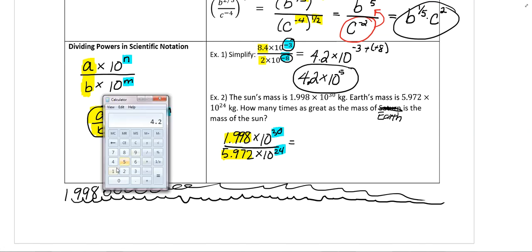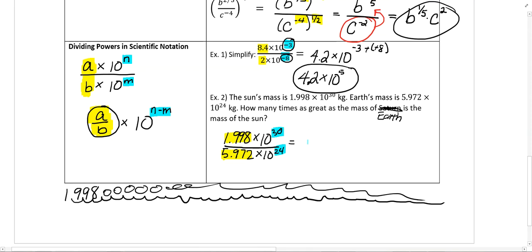Okay, so 1.998 divided by 5.972, and we get, let's just round this to 0.335. So 0.335, all right, times 10 to the, now we're going to do 30 minus 24, which is 6. Now this is not in correct scientific notation.